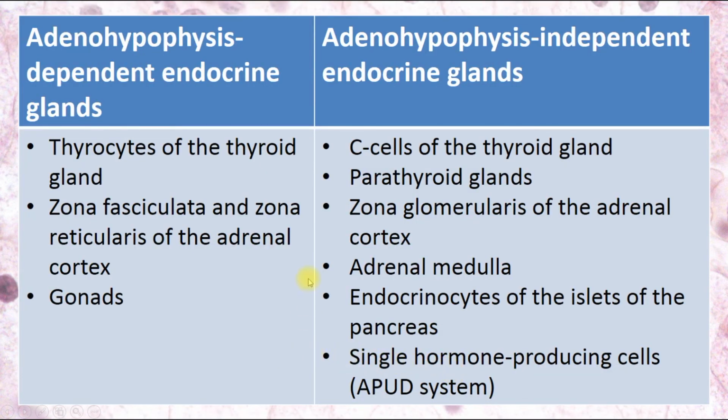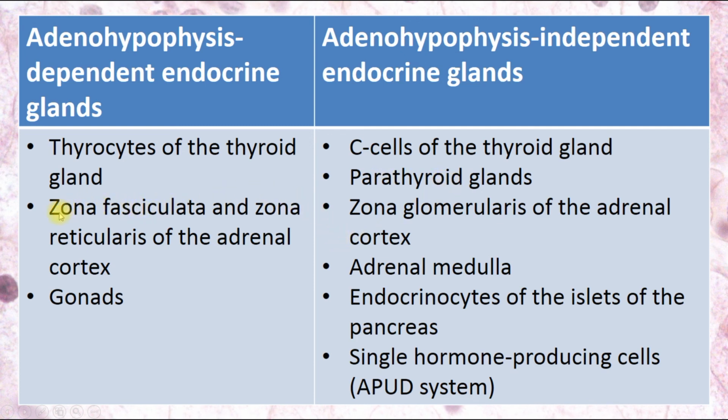Some organs are dependent on those systems, and some are independent. So we have adenohypophysis-dependent endocrine glands and adenohypophysis-independent endocrine glands. The dependent endocrine glands include thyrocytes of the thyroid gland. They are under control of TSH. But in the thyroid gland we also have C cells which produce calcitonin, which decreases calcium level, and those cells aren't under control of the adenohypophysis, as well as parathyroid glands which increase calcium level. So calcium level regulation isn't controlled by the adenohypophysis.